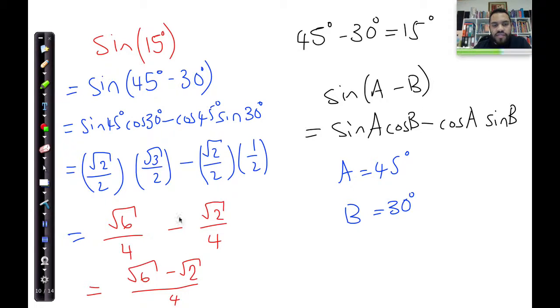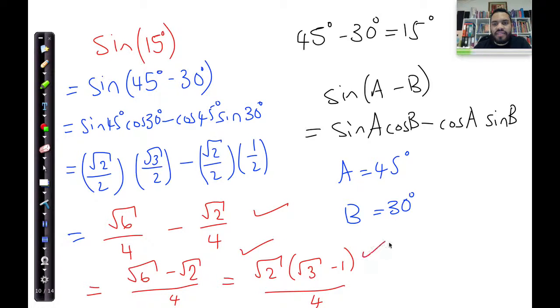If you wanted to factor this out, you can say that is the same as root 2 multiplied into root 3 minus 1 over 4. That's also valid. This is the same as this and this. And there you go, there are two examples of applying compound angle identities. Now, do you know what a double angle is? That's what I'm going to discuss in the next part.